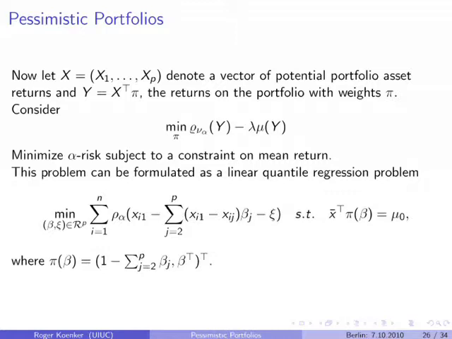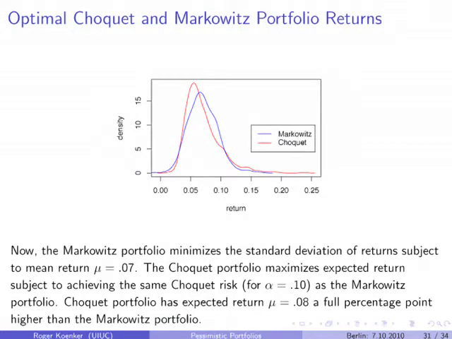One can do the same kind of thing, flipping the optimization around and saying, suppose we want to fix the measure of risk in some way. In this case, I'm fixing it to be the same Choquet risk. And then we were trying to maximize return. And again, you get the same kind of comparison in the portfolios. The Choquet portfolio is a bit better designed than the Markowitz one.